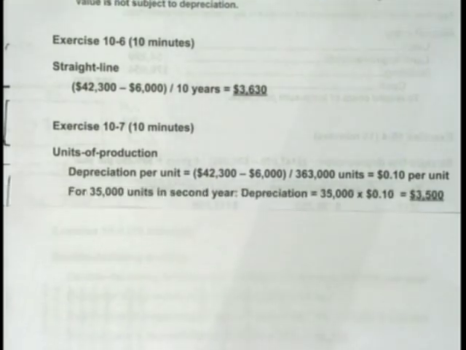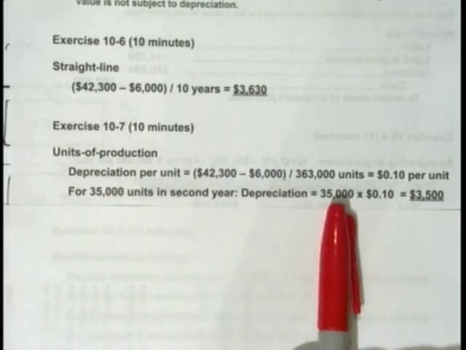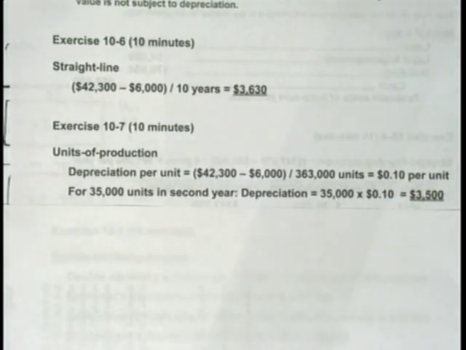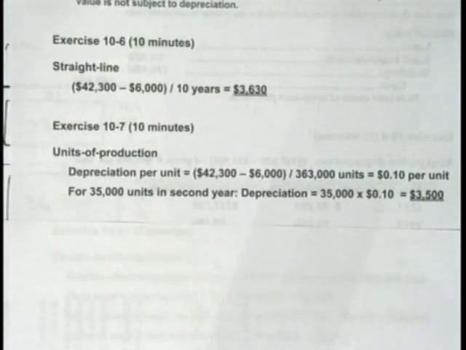How many units did we produce in the second year? 35,000 units. So we take 35,000 times 10 cents per unit, and we get $3,500 depreciation for that year. Make sense? So that would be our depreciation amount. And of course, the depreciation entry would be a debit to depreciation expense and a credit to accumulated depreciation. Right? Okay, we got one more, right?